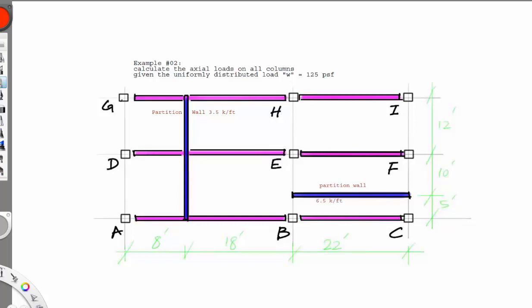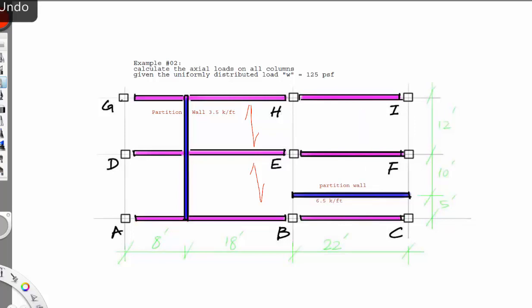We have a concrete slab here, which is supported by a group of beams, like these ones, and these are carried by columns on which we would like to calculate the axial load. Of course, the slab will be spanning in one way, like that, so the load will be carried to these beams and then transferred to the columns.